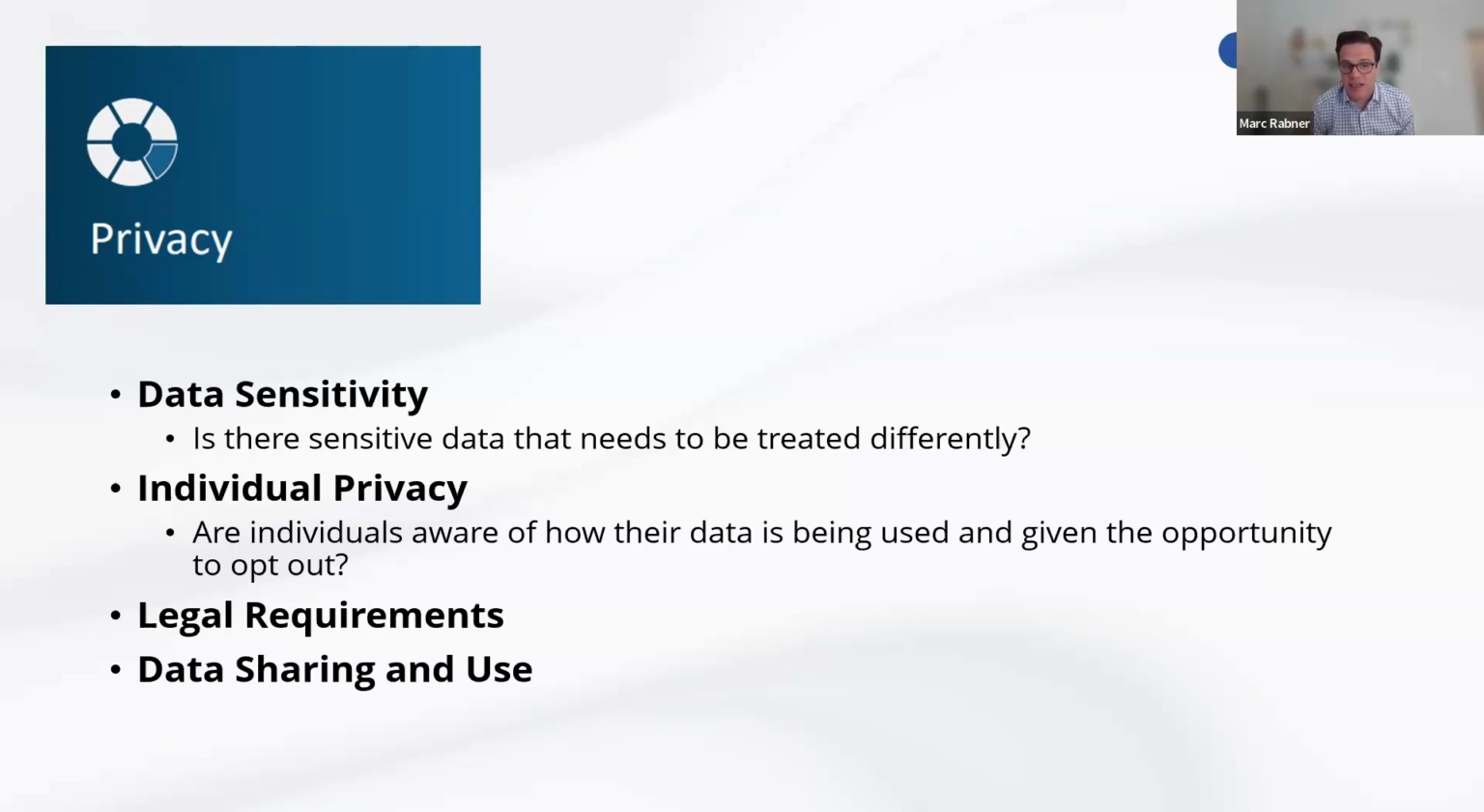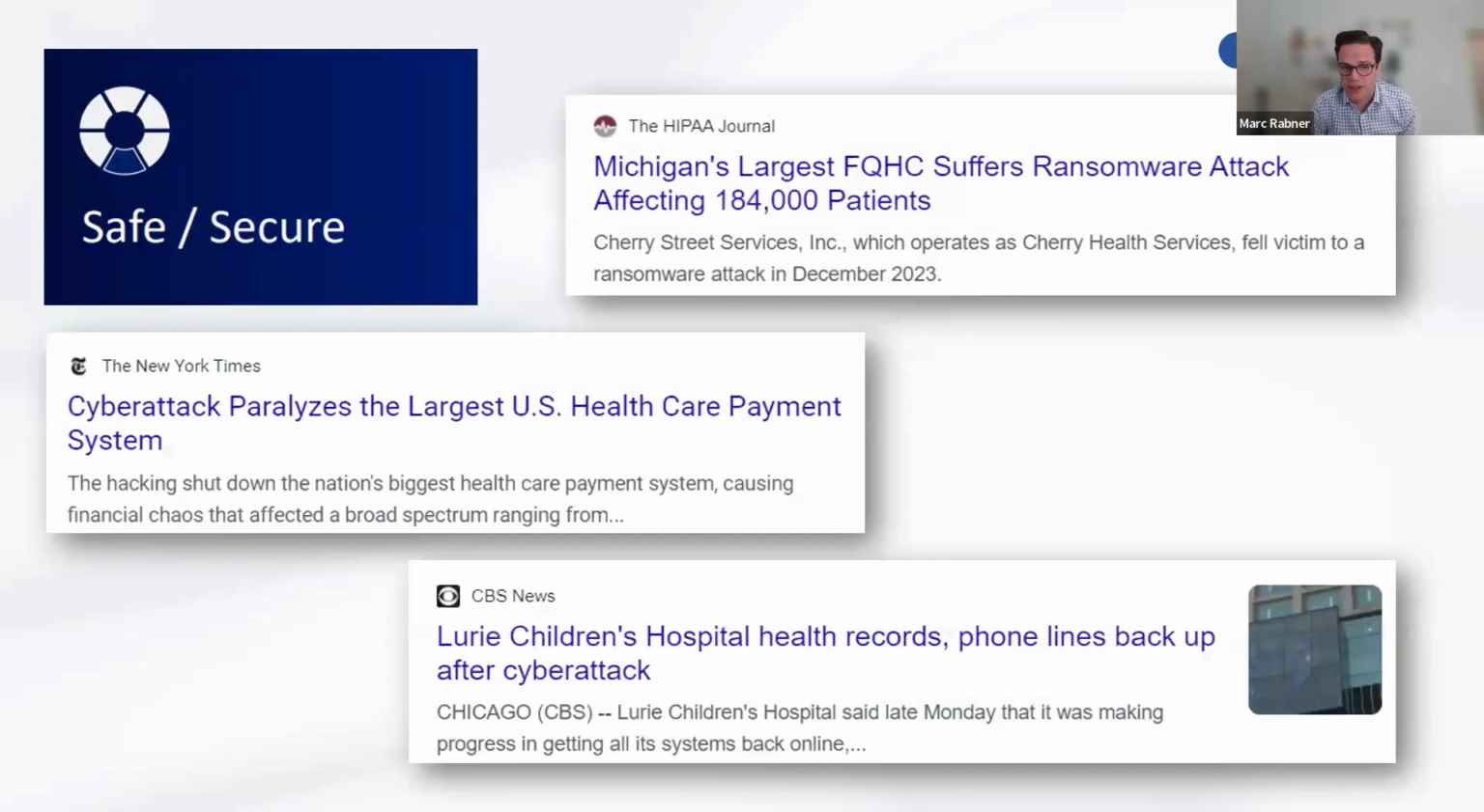And then on the next slide, like all of our technology, we have to ensure that the AI tool is safe and secure. These are all articles from different cyber attacks over the last few months. And we need to make sure that the tools that we adopt don't increase the vulnerability and risk.